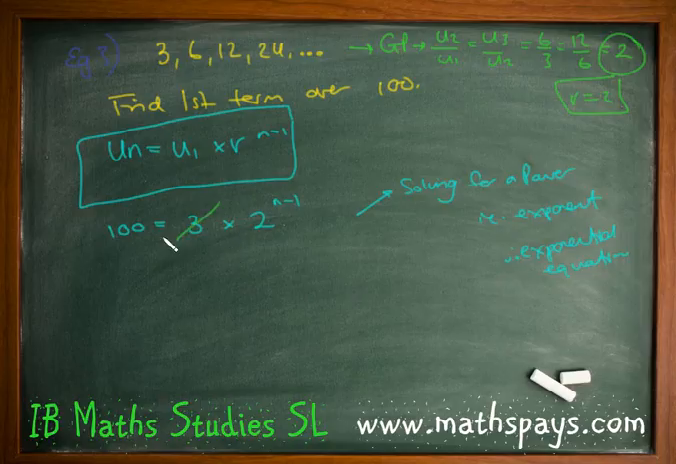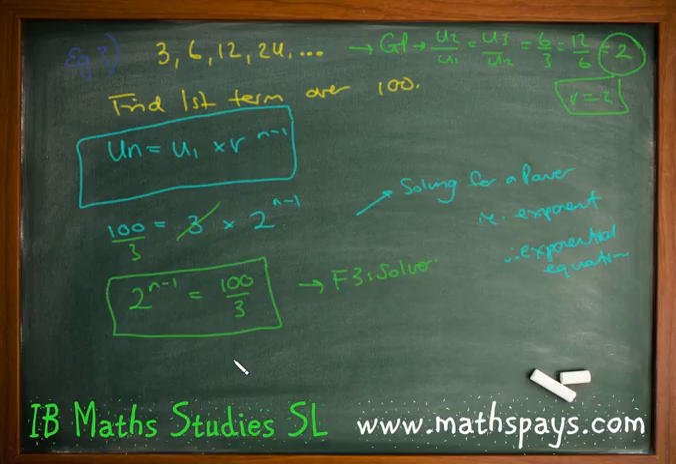Opposite of times 3 is divide by 3. So 2 to the power of n minus 1 is equal to 100 on 3. And then, you know what I'm going to do? I'm going to go all the way to my F3 solver, and I'm going to sub that equation in, and it's going to let me know what n is equal to. It's as easy as that. It does allow you to solve exponential equations, which is quite remarkable.